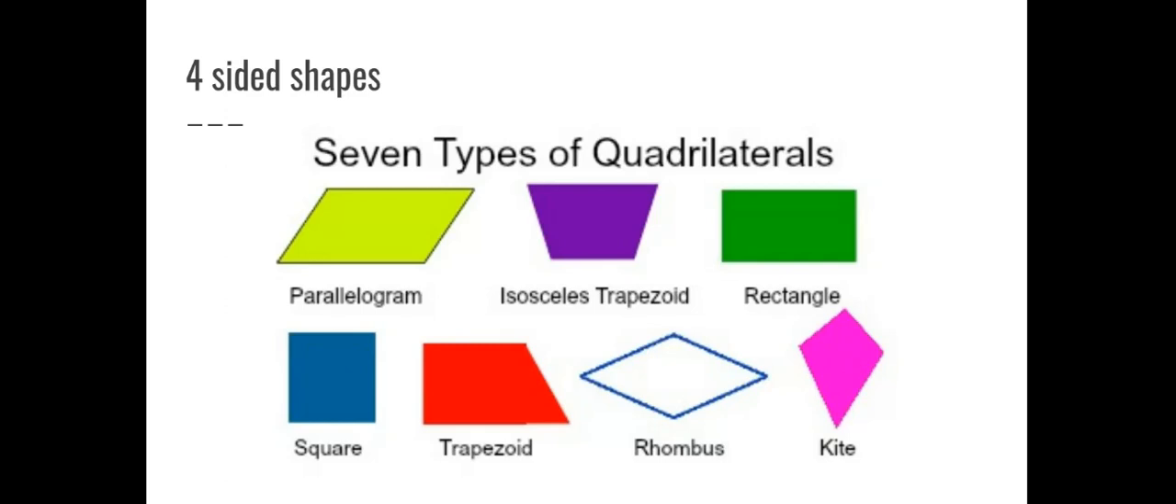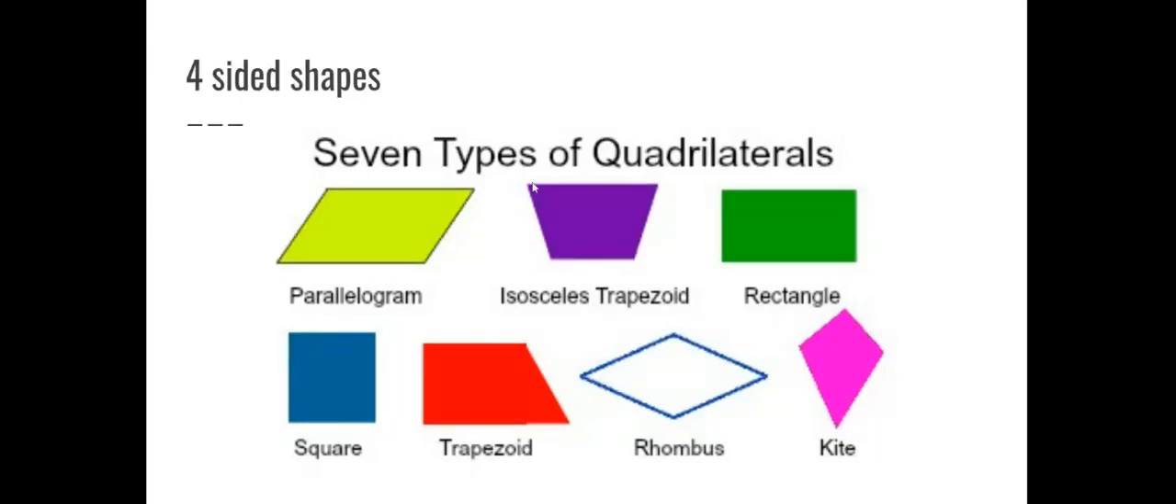Now, one last attribute that we're going to talk about is parallel sides. A parallelogram has 2 sets of parallel sides, which means that this side, if this line were to extend forever this way and this one would extend forever this way, they would never cross. That means that those sides are parallel to each other.